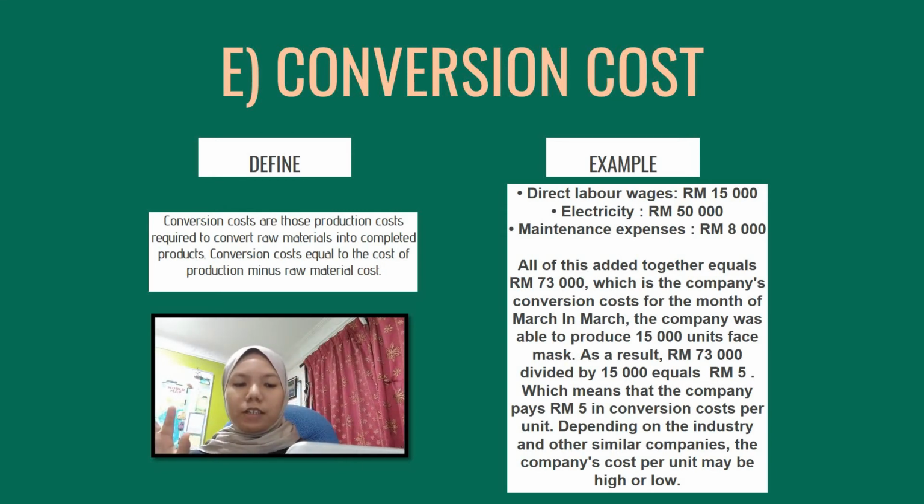In March, the company was able to produce 15,000 units this month. As a result, 73,000 ringgit divided by 15,000 equals 5 ringgit. This means that the company pays 5 ringgit conversion cost per unit. Depending on the industry and other similar companies, the company's cost per unit may be high or low.